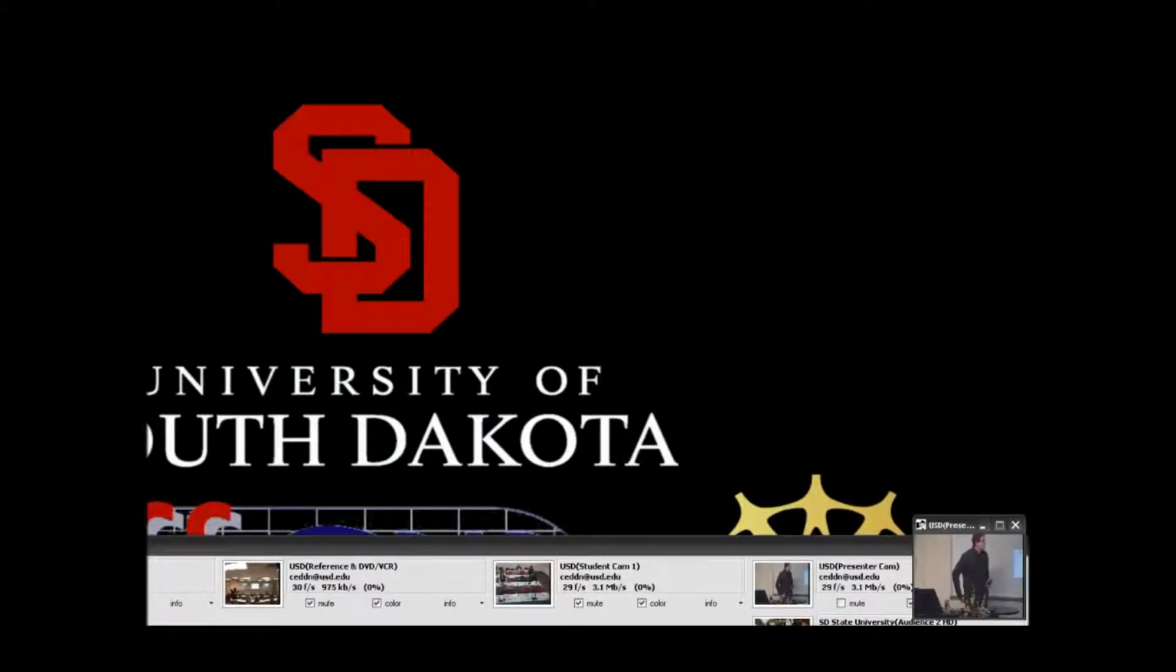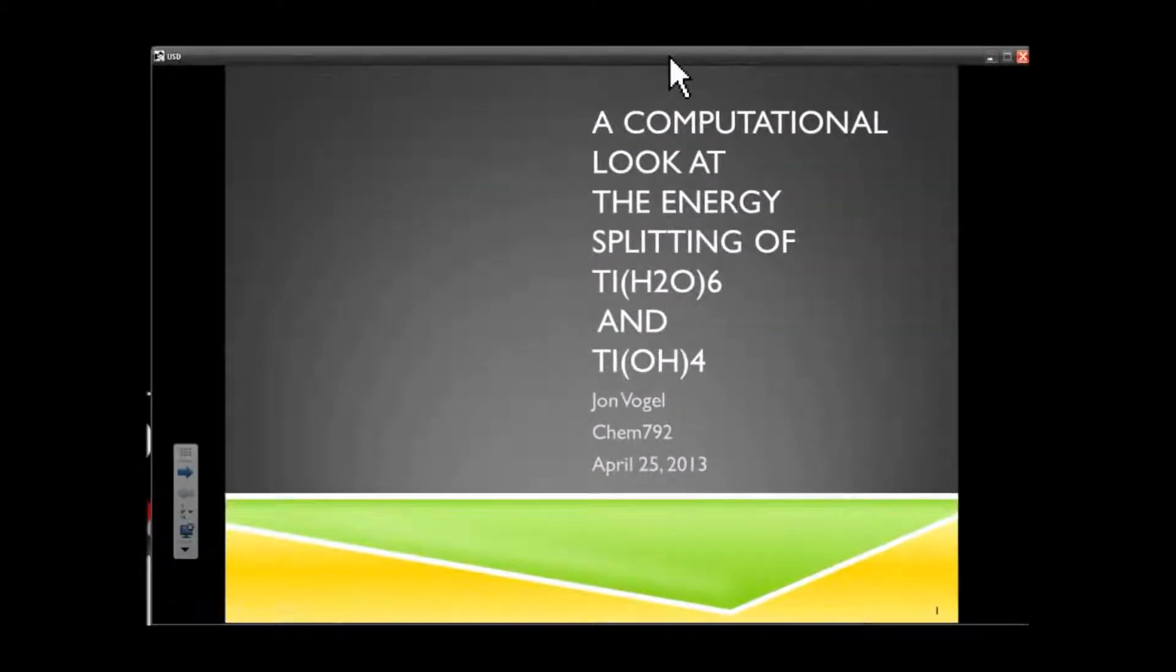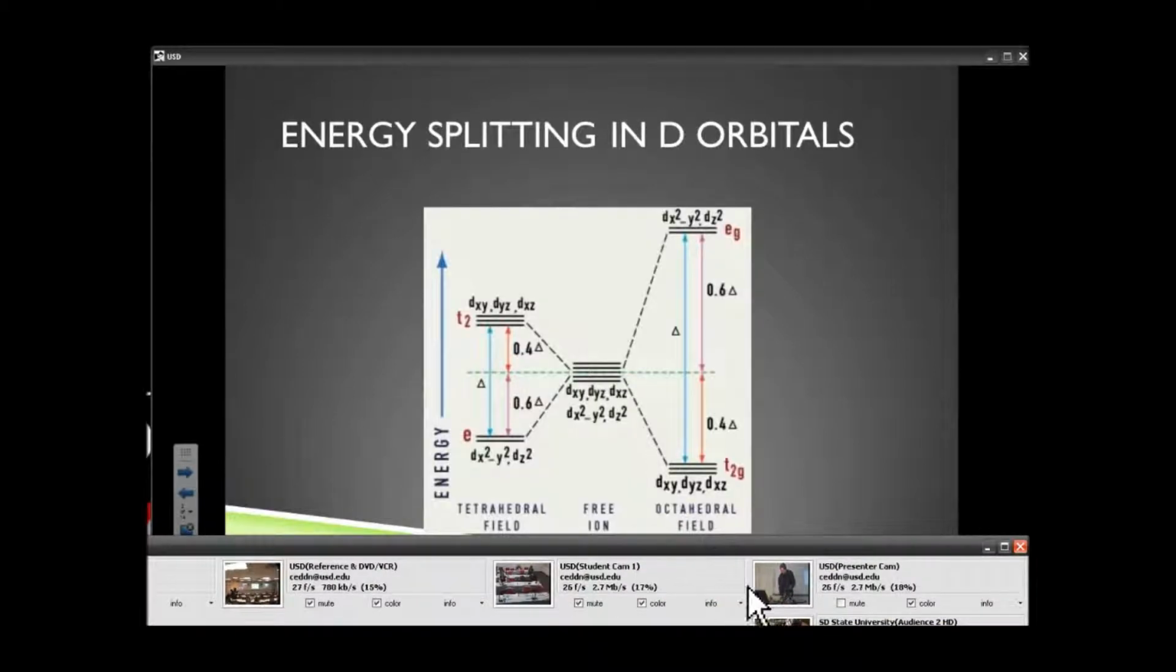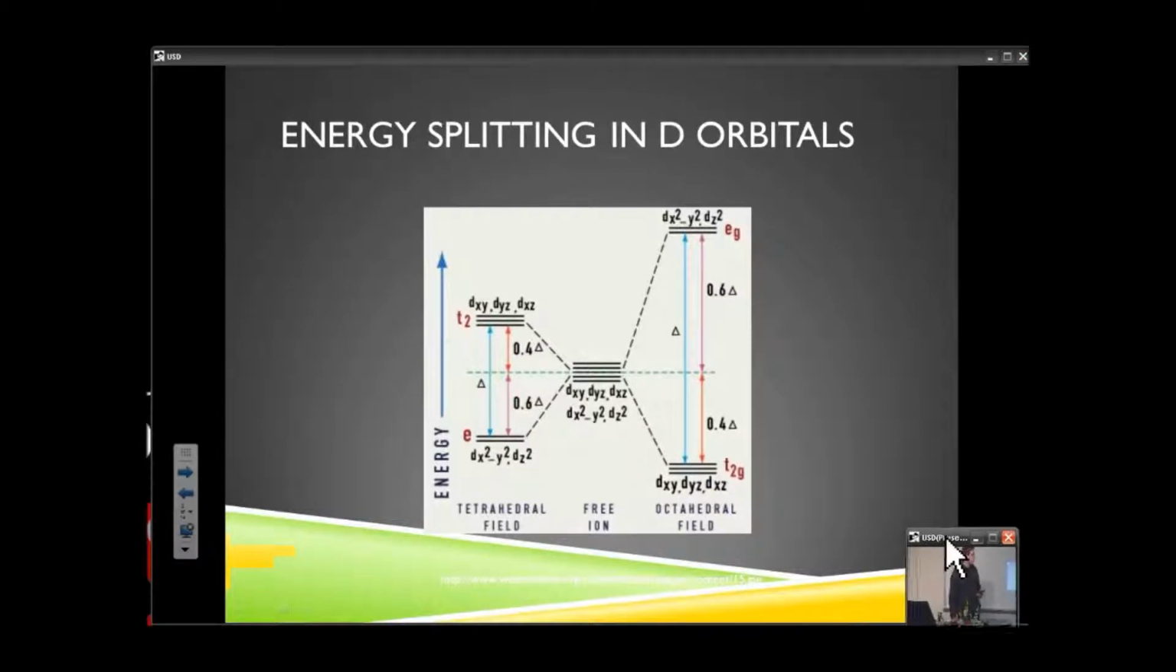Okay. So the title of my work the last few weeks was a computational look at the energy splitting in titanium ions in octahedral and tetrahedral coordinations. When we take a look at molecular orbital theory, we see that the d orbitals of these transition metals are going to be split, with the tetrahedral on the left and the octahedral on the right. And these symmetry labels are determined from the molecular orbital theory.